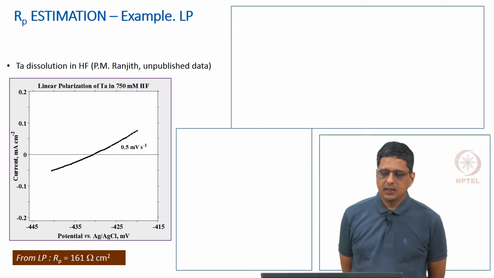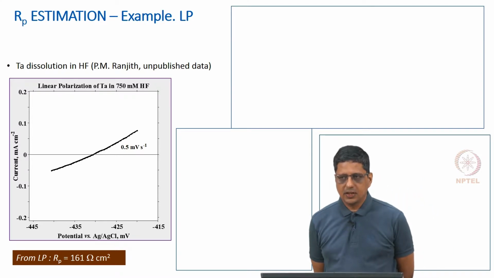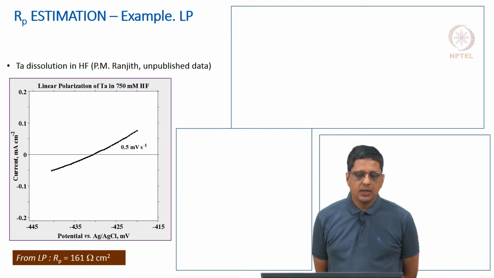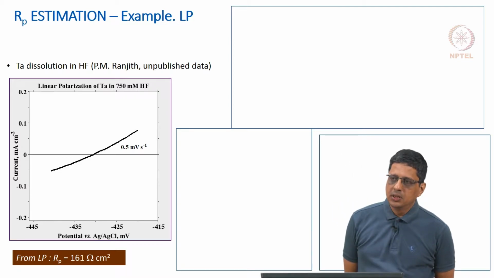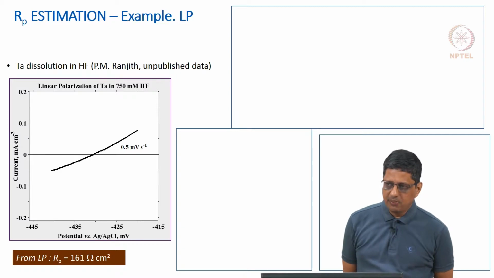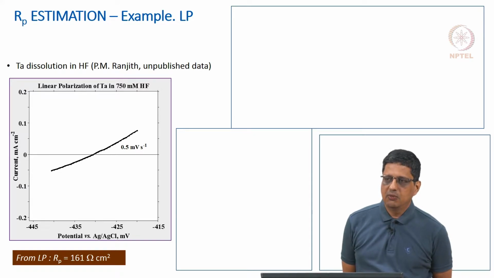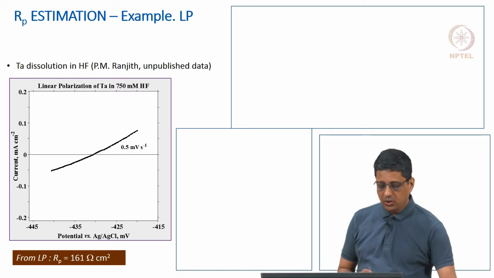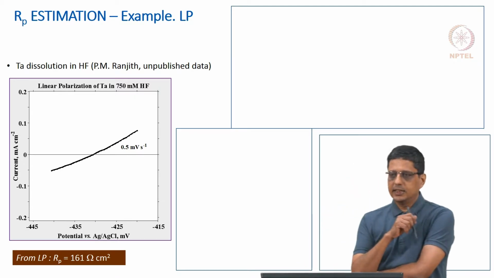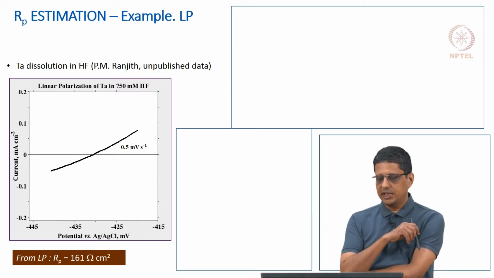Okay. This is done by another of our research scholars, Ranjit. This is for tantalum dissolving in hydrofluoric acid. In 750 millimolar of hydrofluoric acid, if you take tantalum and monitor the current as a function of potential with a scan rate of 0.5 millivolts per second, you can get this data, and from this data you can get a polarization resistance of 161 ohm centimeter square.